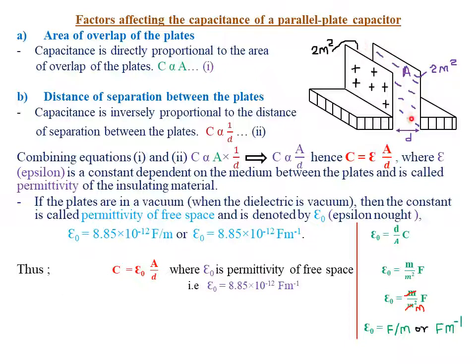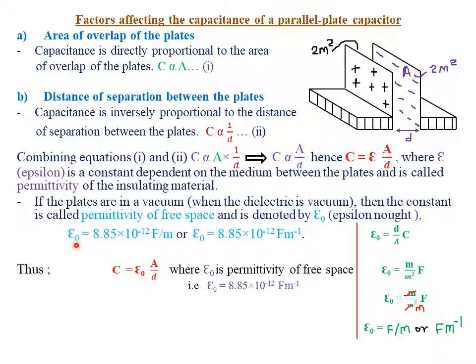If the separating material between the plates of a parallel plate capacitor is vacuum, remember, vacuum is just a place without air. So if the plates are in a vacuum, or when the dielectric is a vacuum, then the constant we call the permittivity of free space, which is denoted by epsilon naught. This is epsilon, then the 0 as a subscript, which we call naught. The permittivity of free space is a constant because it is not varying. We are talking of a vacuum.